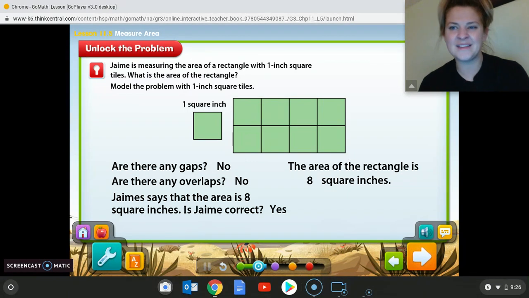Okay? I also see an array. Do you remember when we made arrays when we were in multiplication? That we have 2 rows of 4? What's 2 times 4? 8. Yes. All right, let's keep going.